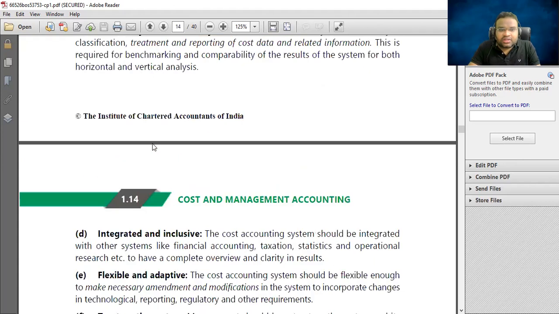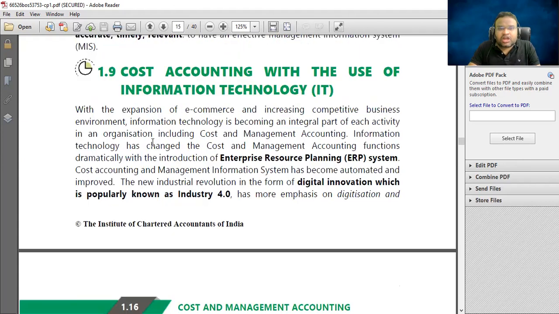What is that, sir? Cost accounting with the use of information technology. Now we have posted this general ledger accounting vouchers. We are doing it manually or by using information technology, by using ERP systems. With the expansion of e-commerce and increasing competitive business environment, information technology has become an integral part of each activity in an organization, including in cost and management accounting. Information technology has changed the cost and management accounting functions dramatically with the introduction of ERP systems.